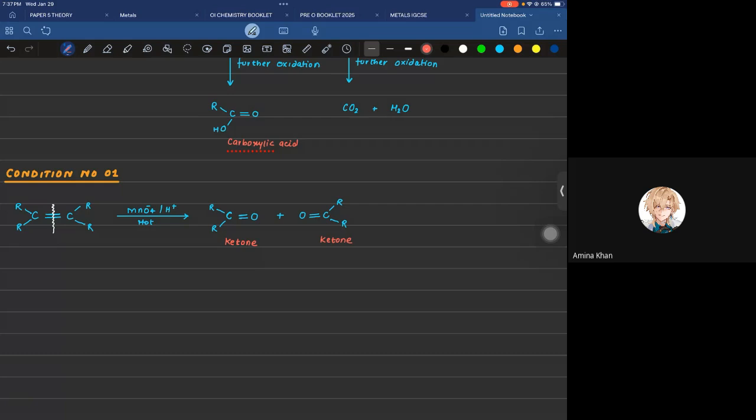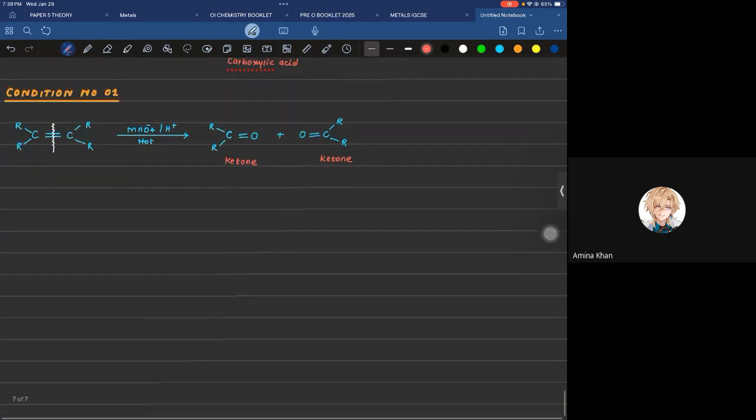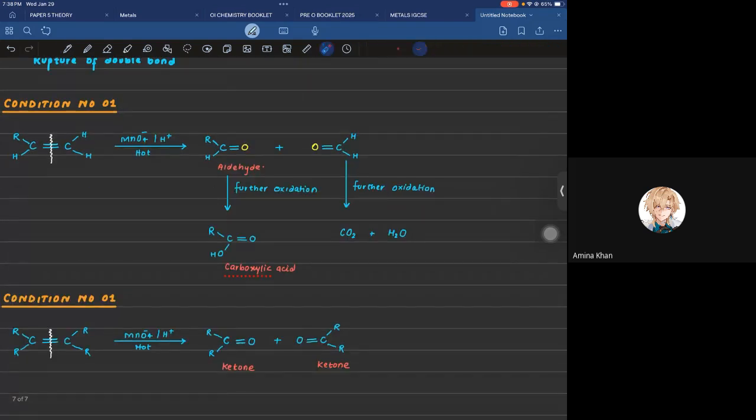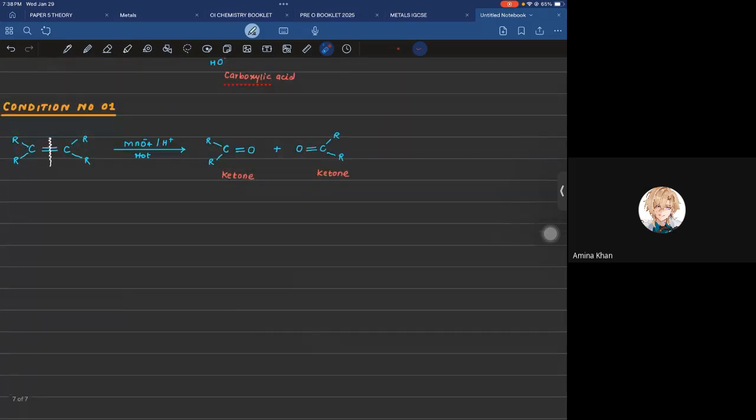So this is it. Also, I told you that if you have two hydrogens on the double bonded carbon, you will see this. And if you have R and H, you will see this. Simple. So you have to take care. Whenever the examiner gives you the reactant, you have to see which case you are going to apply on that reactant.